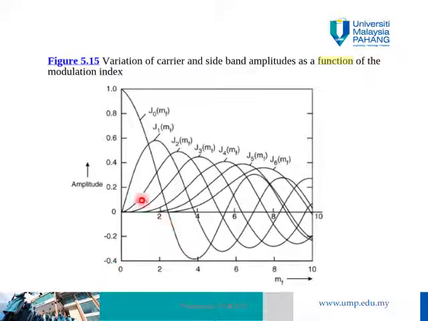So we can see from this figure the effect of the modulation index. Let's say at 0, there is only the carrier amplitude. If we have 2, then there are many sidebands, J1, J2, J3. And if we have the modulation index equal to 8, we have all those J1, J2, J3 up to J6 and above. So the higher the value of the modulation index, the more sidebands become significant.